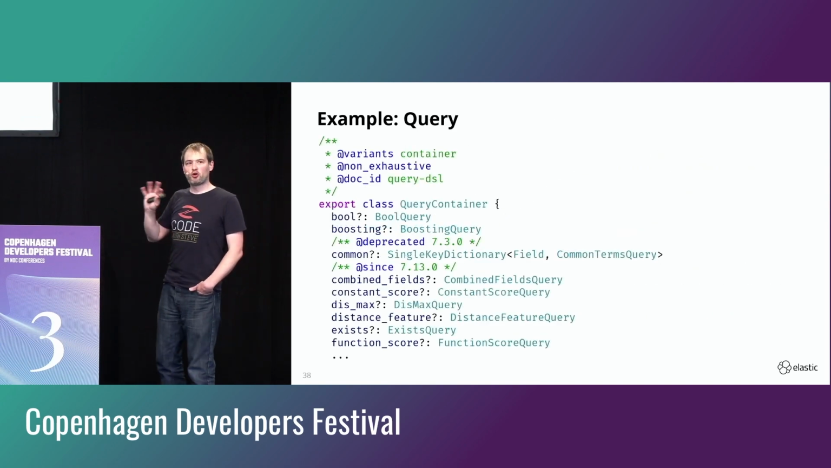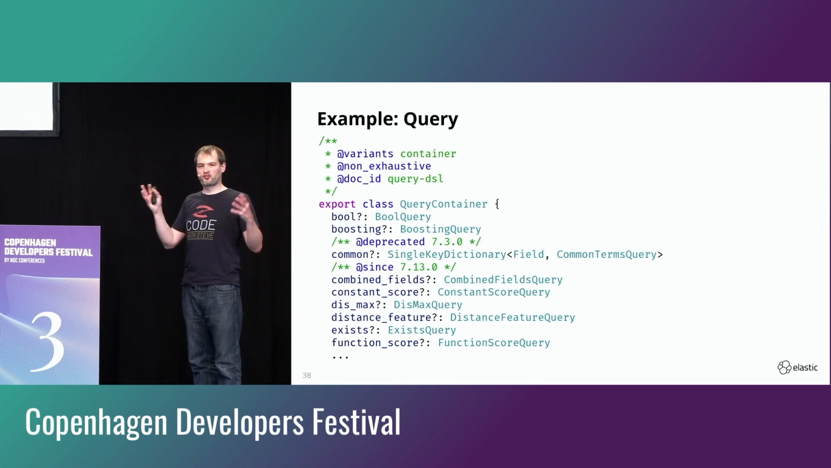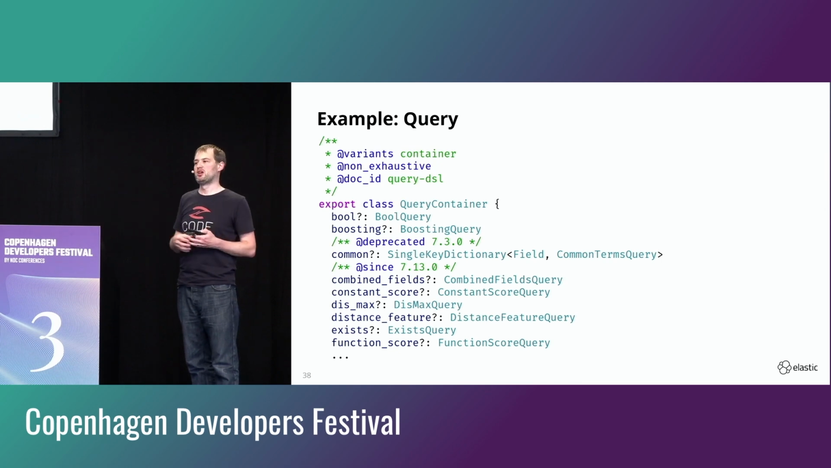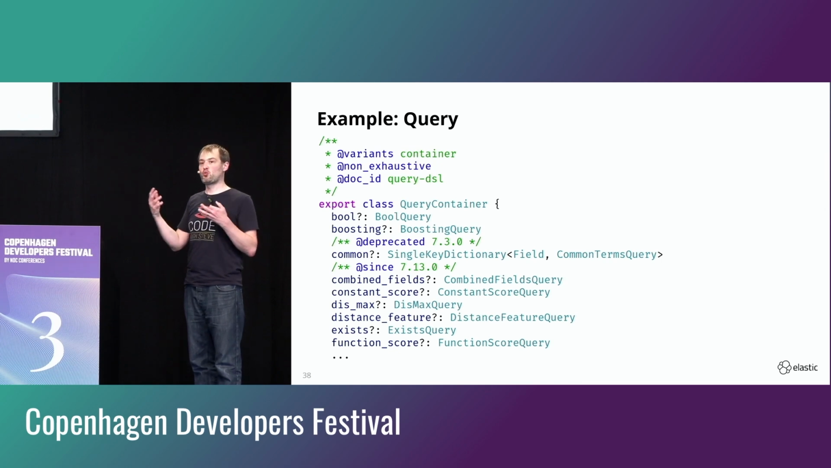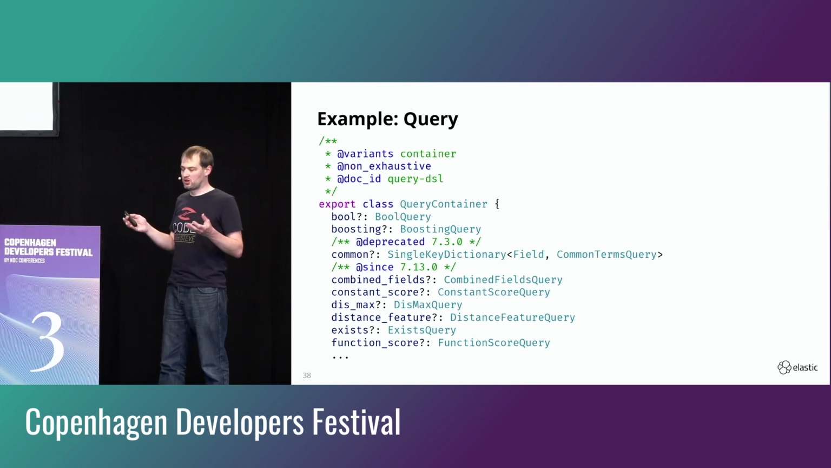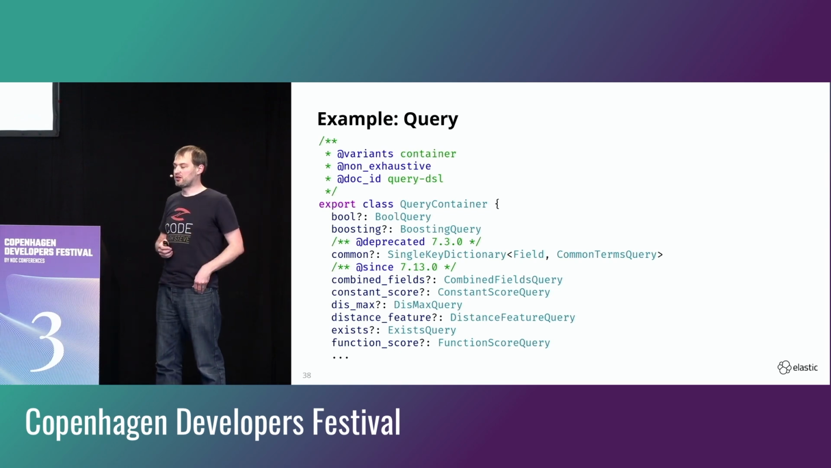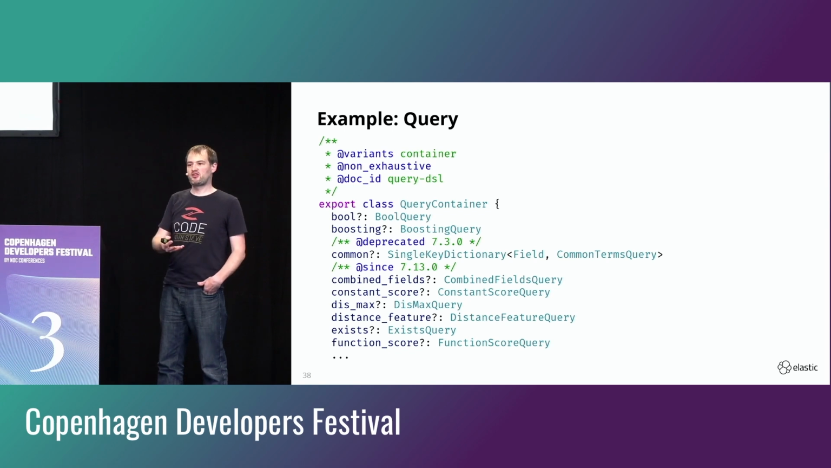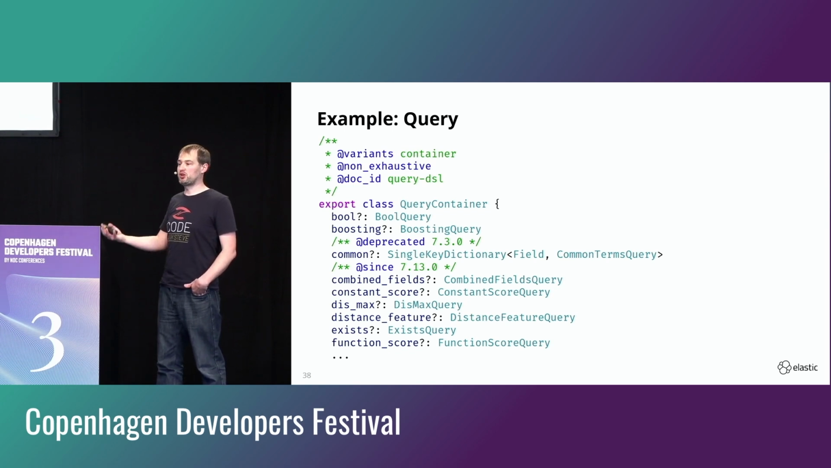For those polymorphic scenarios, we use this concept of a container, which isn't a real object on the server, but it's a logical construct that we have in the TypeScript here that's going to represent that this thing could be one of many things. And so for a query, when you do a query against the search endpoint, you could provide a bool query, or you might provide an exists query. And so we just model all of the possible query options that we know are valid here.